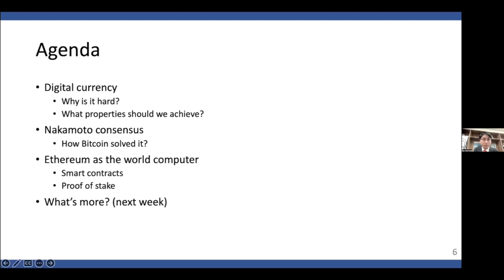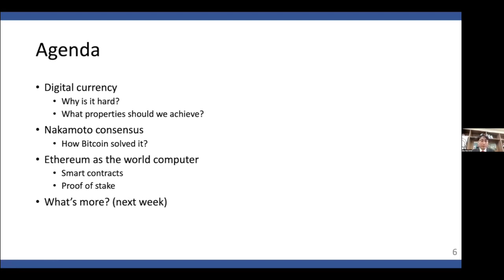And then we're going to move on to the Nakamoto consensus, which builds the Bitcoin system. So in other words, we're going to learn how Bitcoin actually solved the problems of the previous digital currencies and what kind of properties Bitcoin provides us.